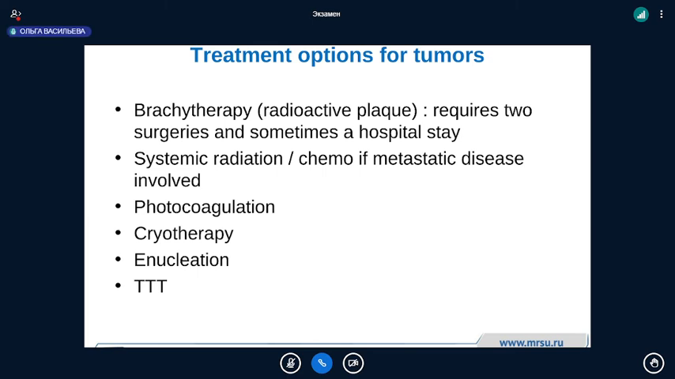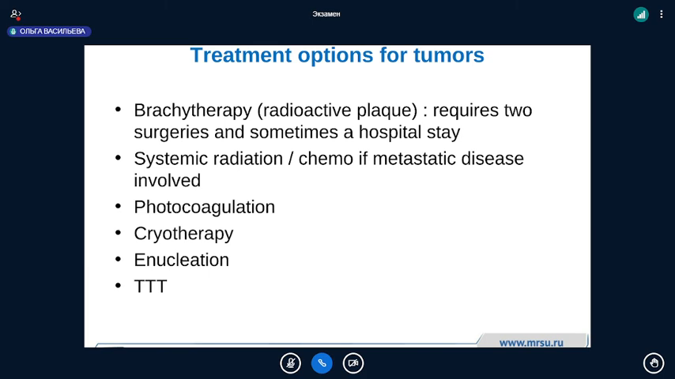What about treatment options for retinoblastoma and for intraocular tumors in common? It is brachytherapy, a radioactive plaque. It requires two surgeries and sometimes a hospital stay, of course, because the first surgery is needed to locate the radioactive plaque on the sclera, and the second to take it off. Systemic radiation or chemotherapy if there is a metastatic disease.